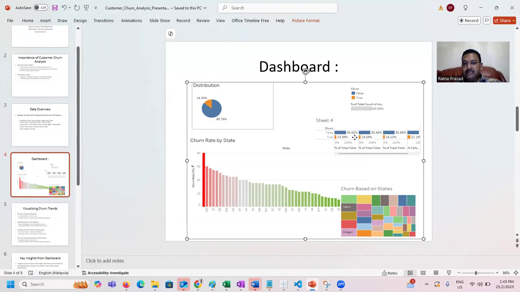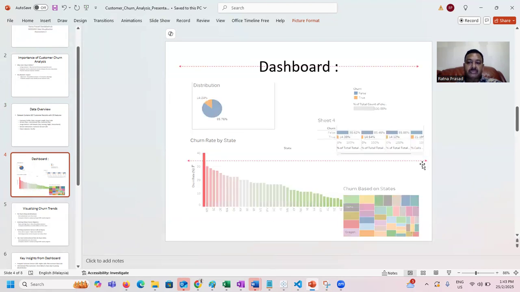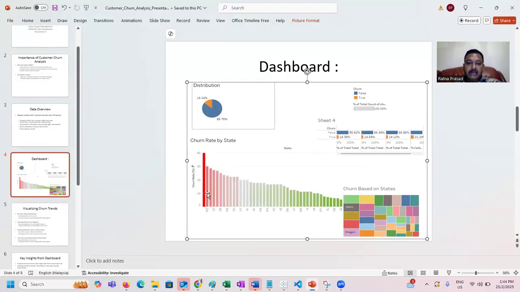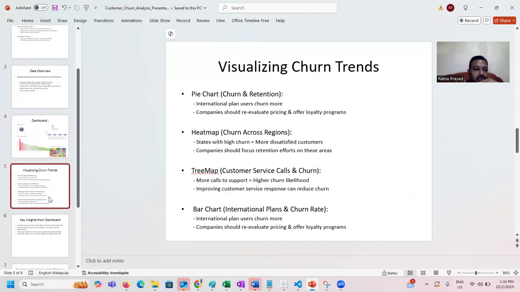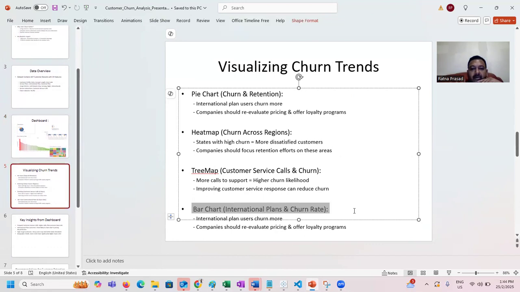The second one is to understand more clearly from which service more churn is contributing. The third one is which state is contributing to more churn, and the other one, again a different visualization, is a state-wise heat map to understand which states are contributing most of the churn. So I have created pie charts, heat maps, a tree map, and a bar chart as well.